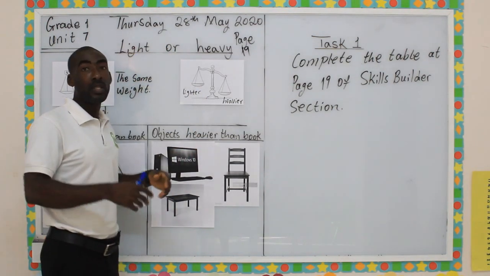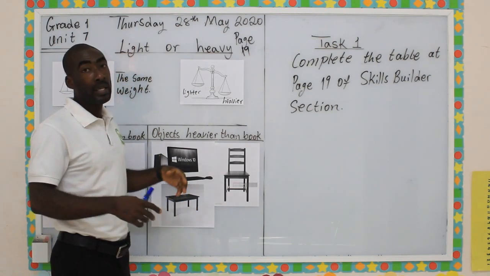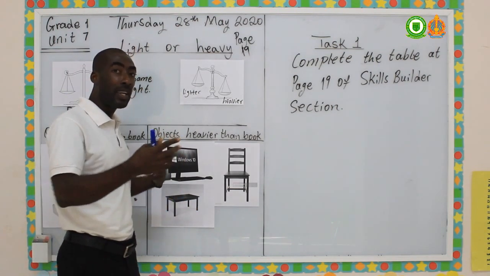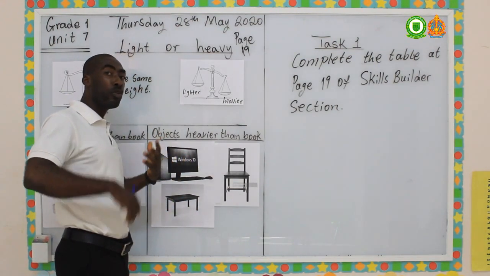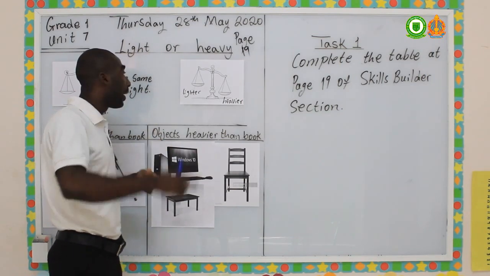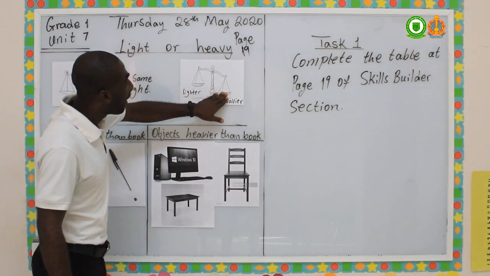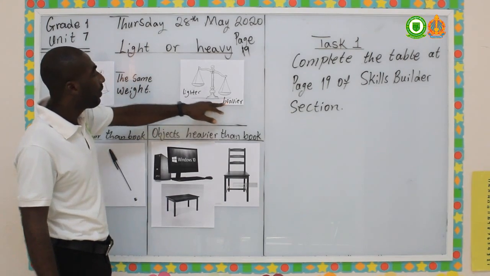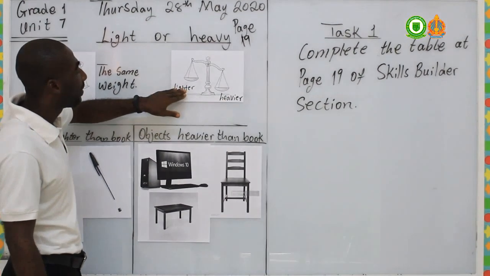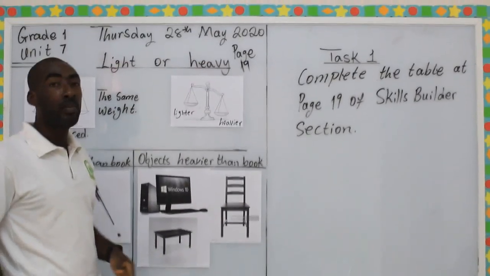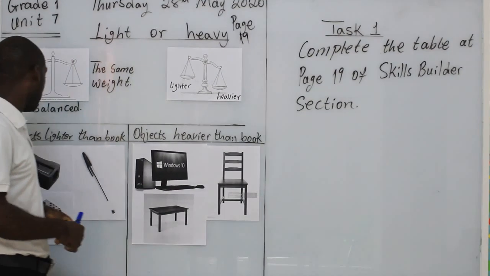It's just like sitting on a seesaw, and your partner is heavier than you, so your partner goes down and then you go up. The same way, this side is heavier than this side. So this side becomes lighter and this side becomes heavier.